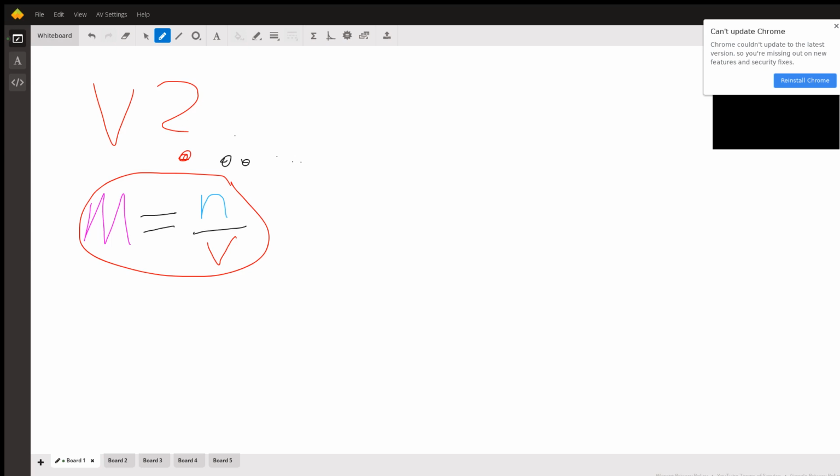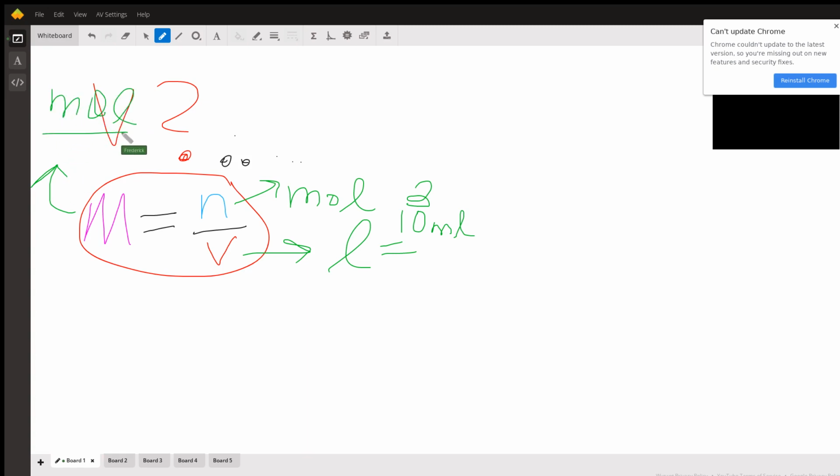Moles is always in the unit moles. Volume is in the unit liters, or 1,000 milliliters, same thing, no difference. 10 to the third milliliters, same thing. Also, molarity has the units moles over liters.